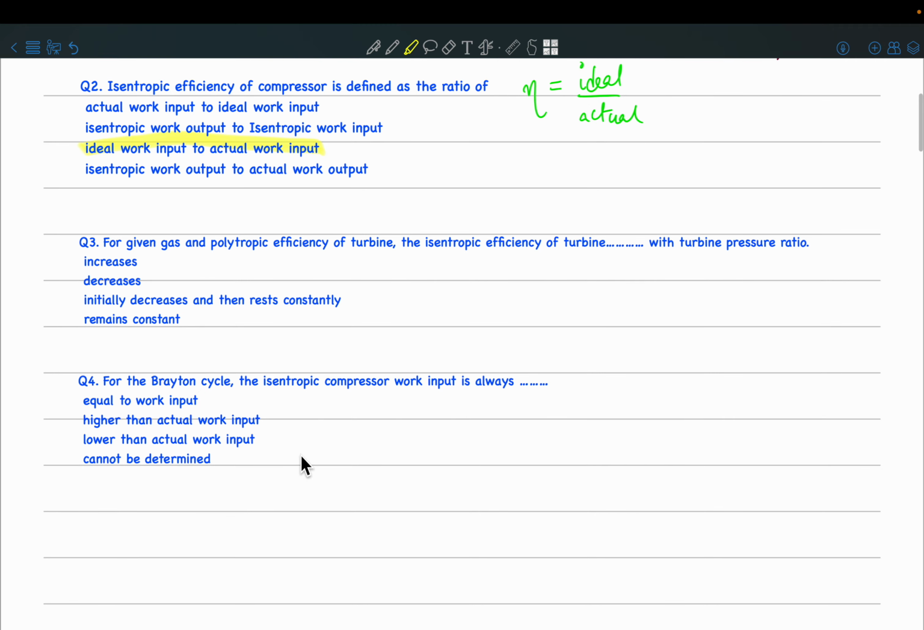Okay, then question 3. For a given gas and polytropic efficiency of turbine, the isentropic efficiency of the turbine, what happens with the pressure ratio? Does it increase or decrease? Any answers? Why? Why will it increase?